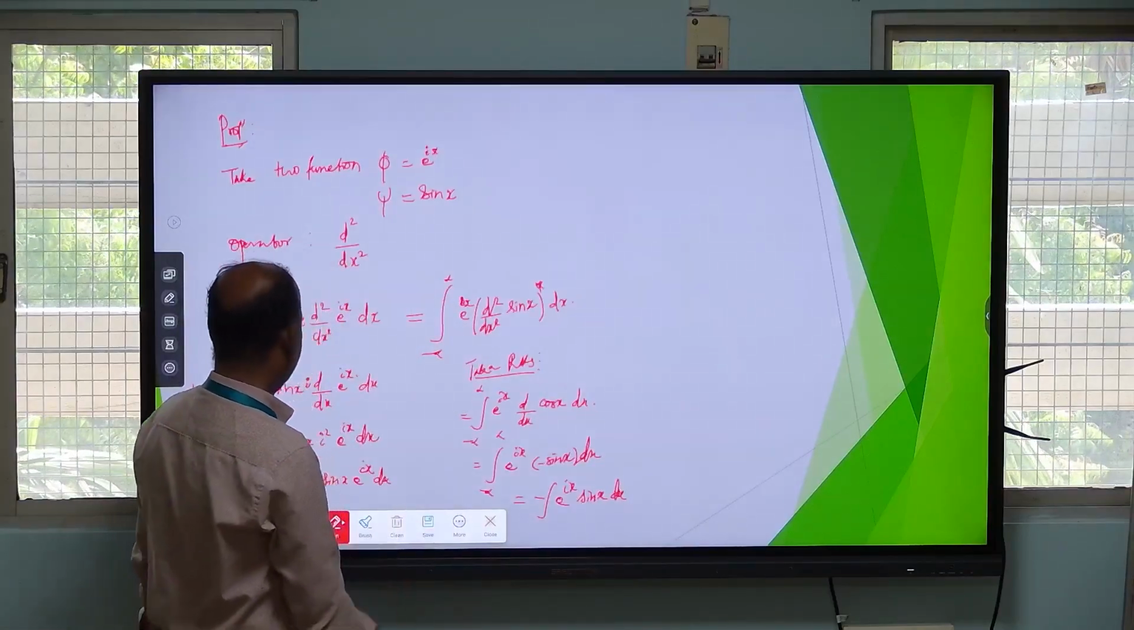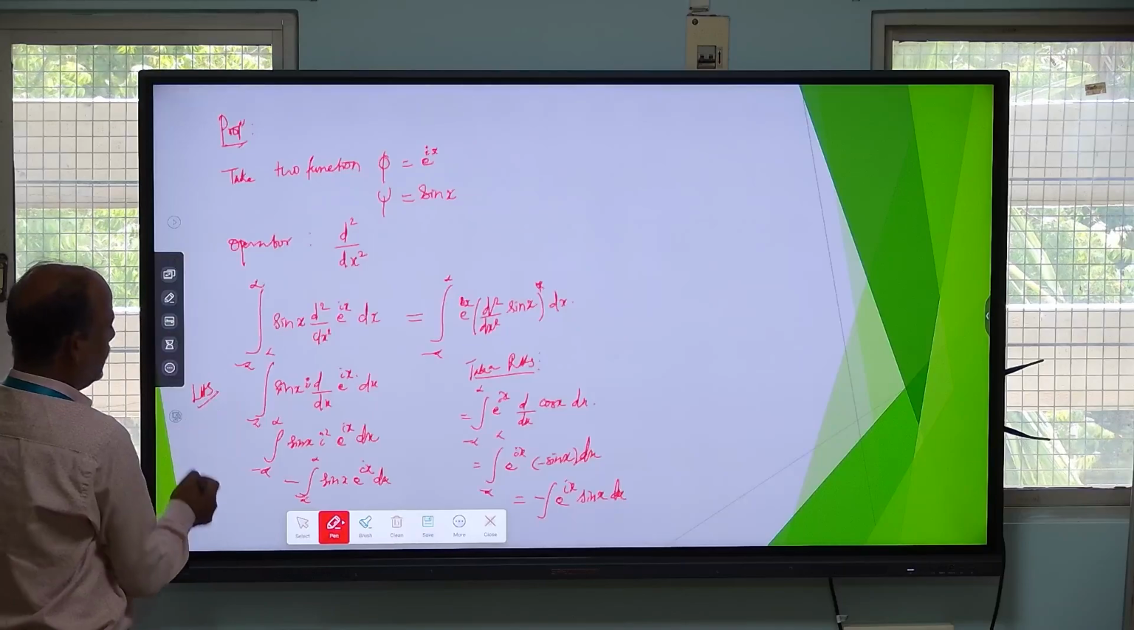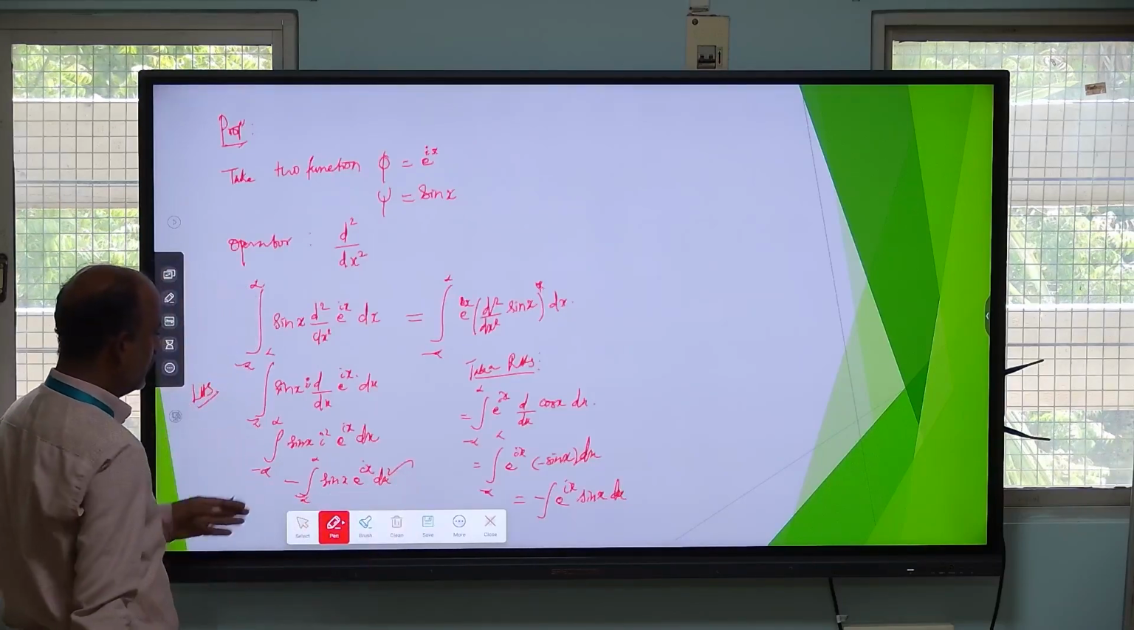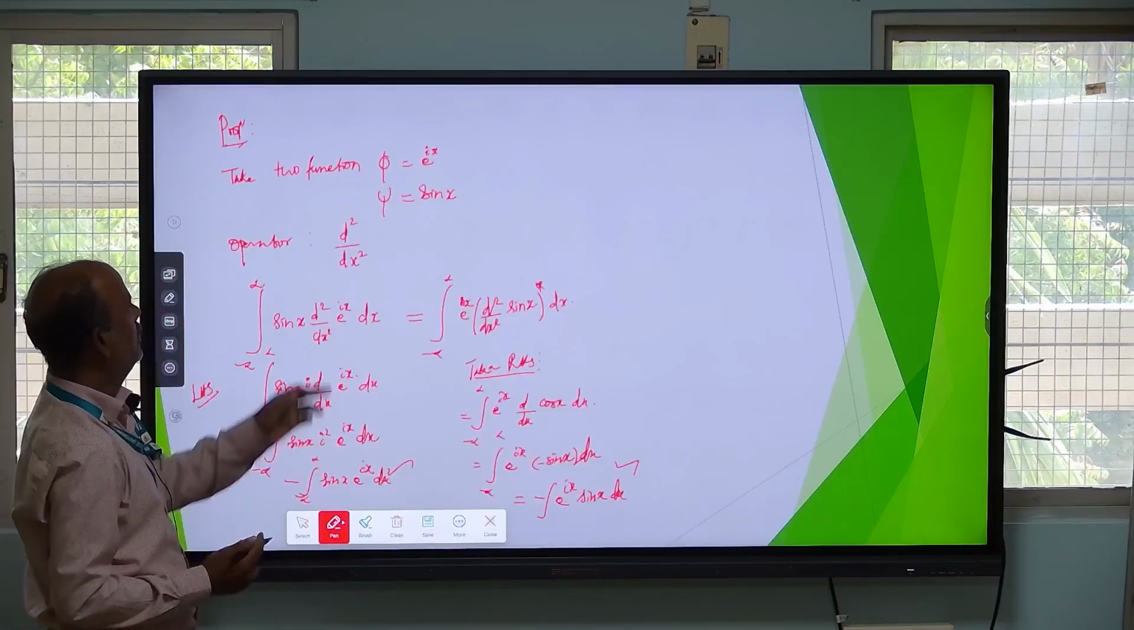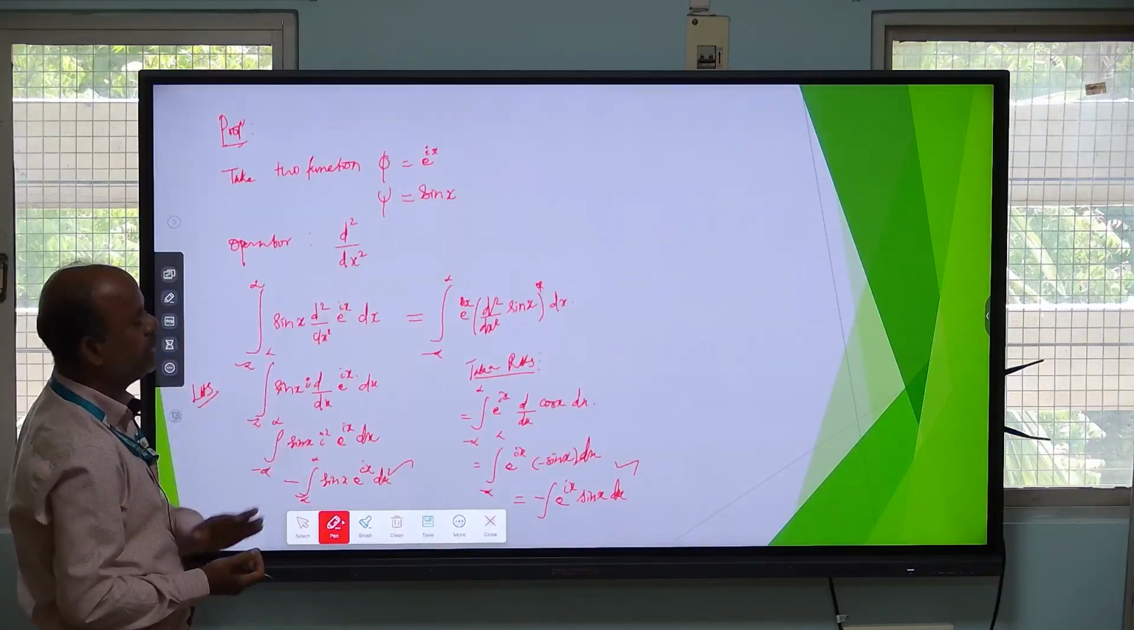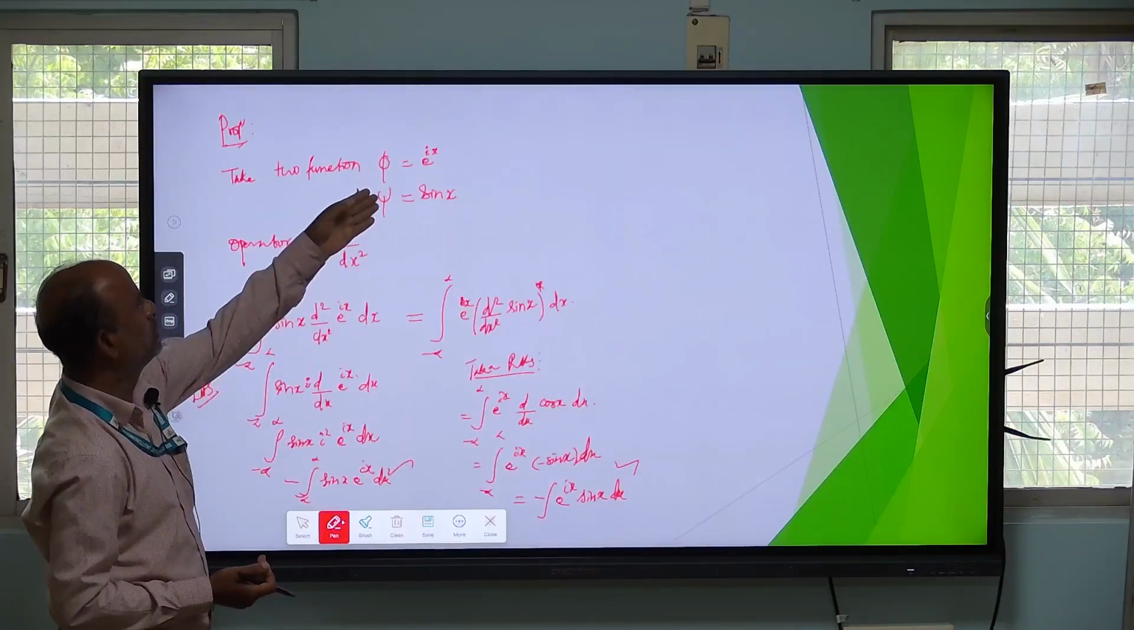So now see, on the left hand side you get this answer, and the right hand side also gives the same result. Hence the operator d square divided by dx square is Hermitian using these two functions.